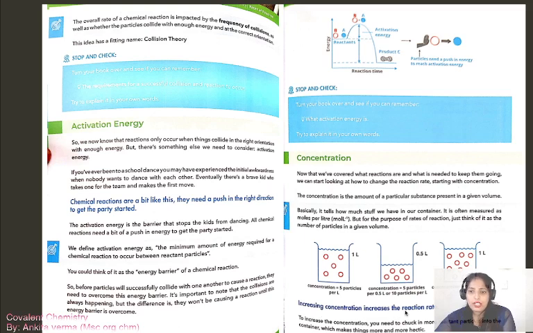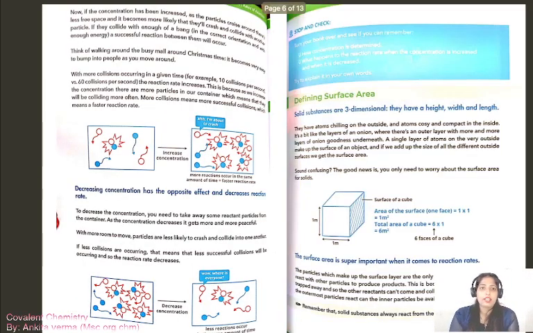Increasing concentration increases the rate of reaction. For example, we have only a little bit of molecules and we say the reaction is very slow. But if we take a lot of concentration, the reaction rate becomes fast. Fine. So the rate of the reaction depends upon the concentration of the reactant.